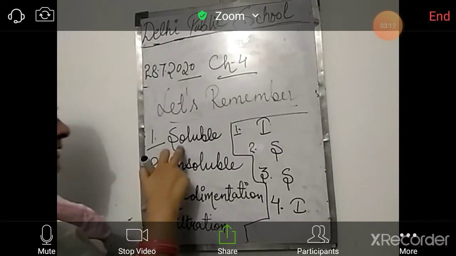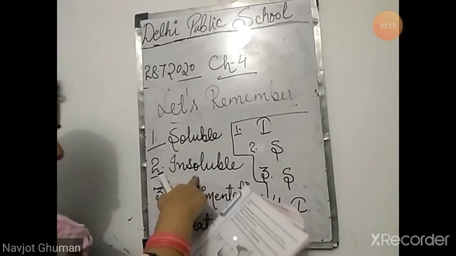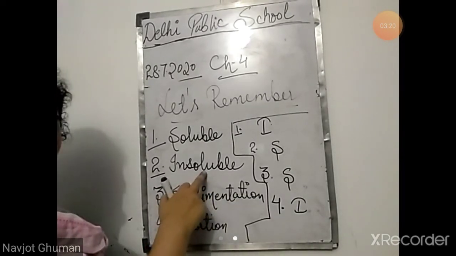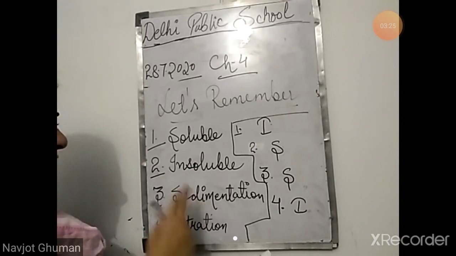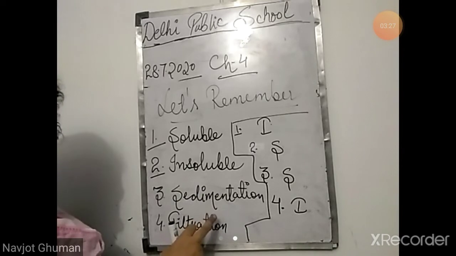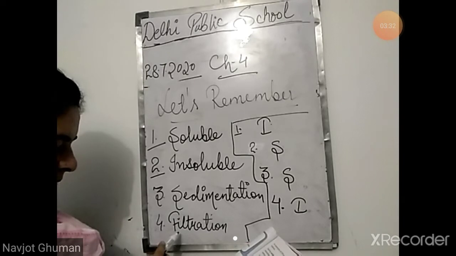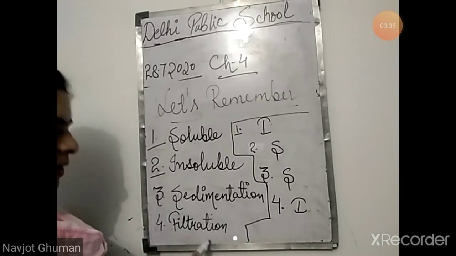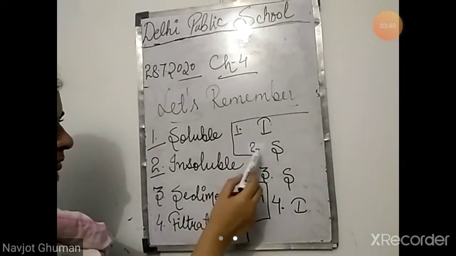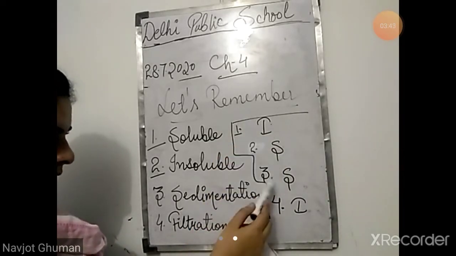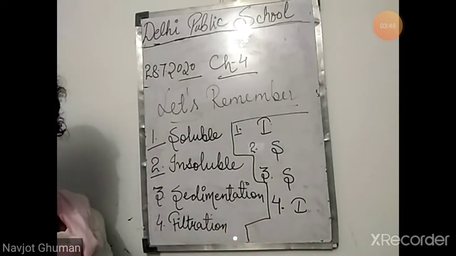Let's remember, first is soluble. Substances that do not dissolve in solvent, that are insoluble. Process in which insoluble substance gets settled down at the bottom, that is sedimentation. Process in which a solution containing insoluble substance is passed through filter paper, that is called filtration. Sand is insoluble. Salt is soluble. Sugar is soluble. And stone is insoluble. So this was your let's remember.